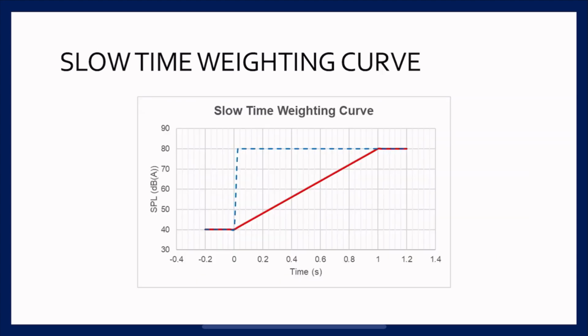So this is how the slow time weighting curve looks. The blue dotted curve is the actual change in the sound pressure level in the environment, whereas the red curve represents the slow time weighting curve. As you can see here, the red curve slowly rises to the final sound pressure level that's in the environment. It takes 1 second to rise.